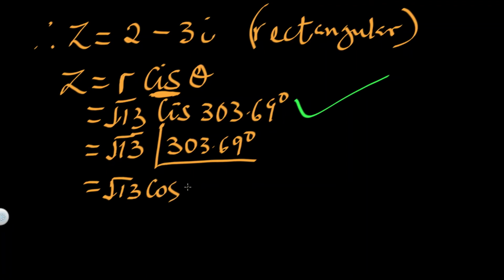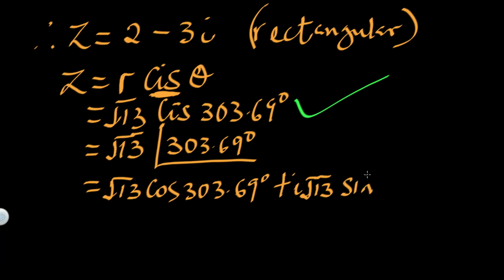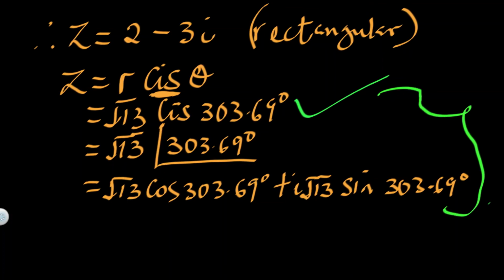cos our theta, which is 303.69 degrees, plus r, which is root 13, times i. You can write the i here before if you want, or you write it after. Doesn't matter, because it is multiplication. So root 13, here we have sine 303.69 degrees. All these three are the three forms, or the three ways in which you can express your complex number in polar form.